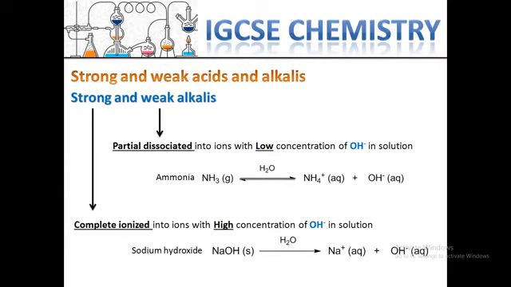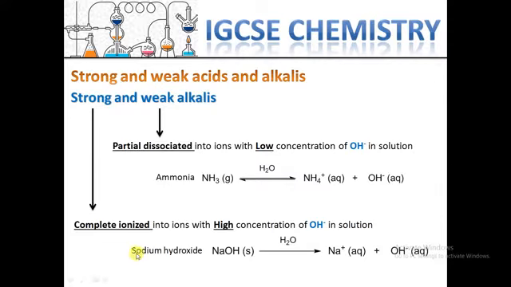Another slide will describe strong and weak alkalis. Same as strong and weak acid, for alkalis, if the alkali completely ionizes into ions with a high concentration of OH, hydroxide anion in solution, you will have a strong alkali. Strong alkalis means the alkalis which produce a high concentration of hydroxide.